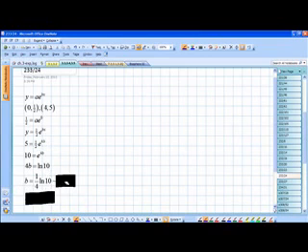So b is 1/4 ln 10, approximately 0.5756. So I've got my a is a half, I've got my b as 0.5756, and there's my exponential model, which passes through those 2 points.